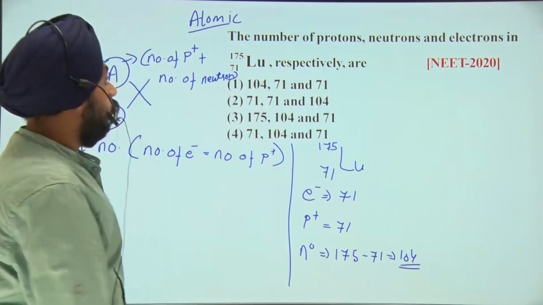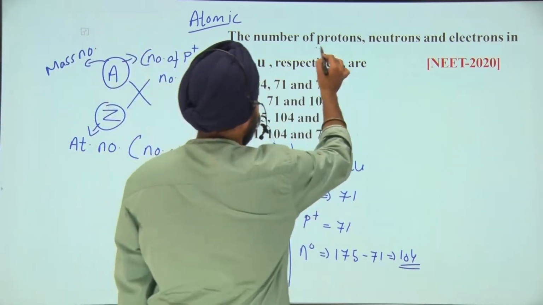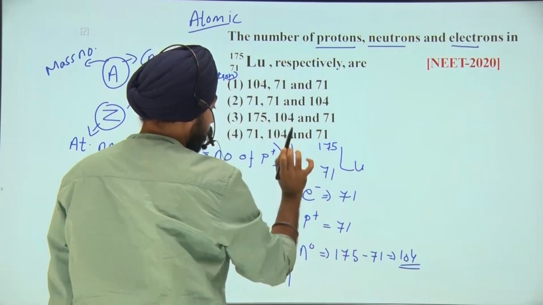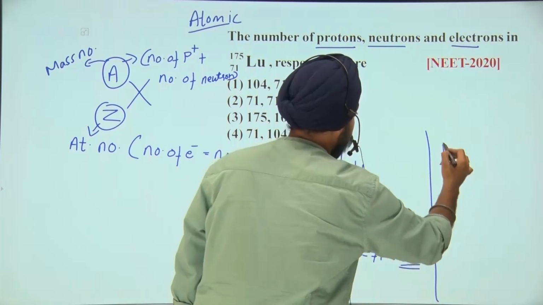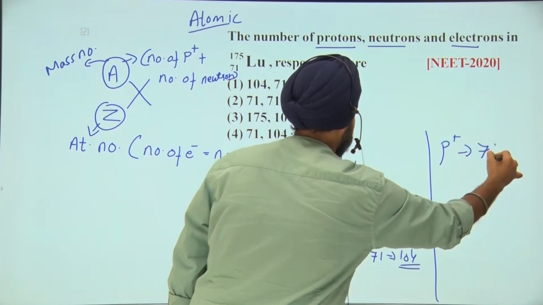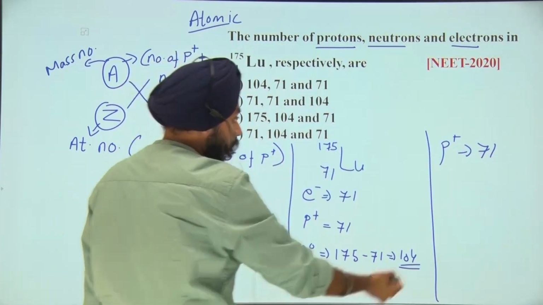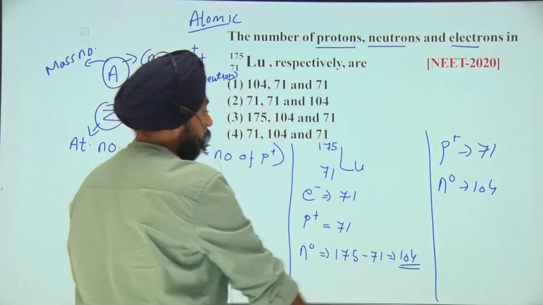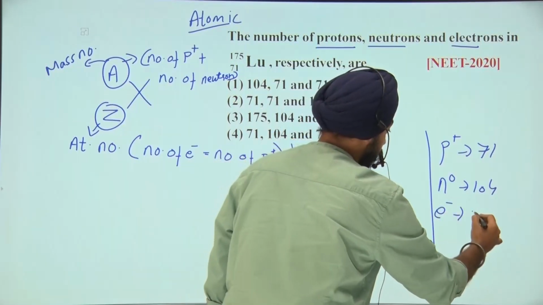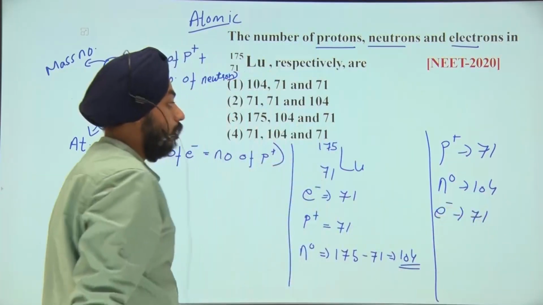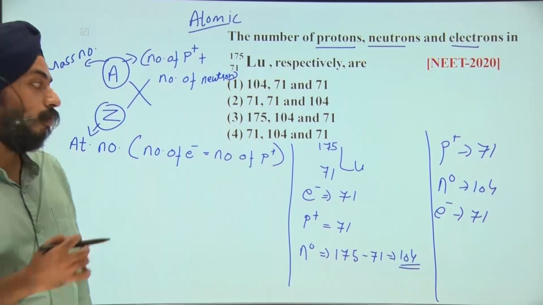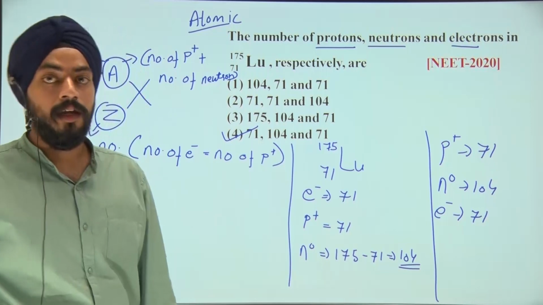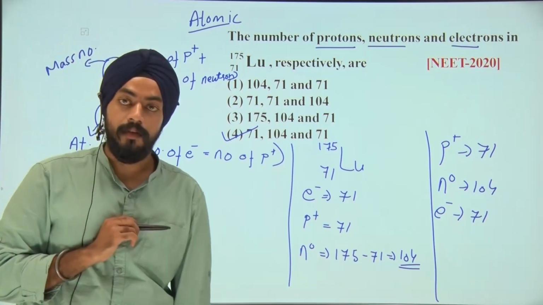Clear? So we have been asked about proton first, then neutron, and then electron. So the protons will be 71. The second is neutrons. This is neutron is 104, and the last one is electron. This is again 71. So the correct series will be 71, 104, and 71. And the answer is answer number 4. That is 71, 104, and 71. Clear? So the answer is answer number 4.